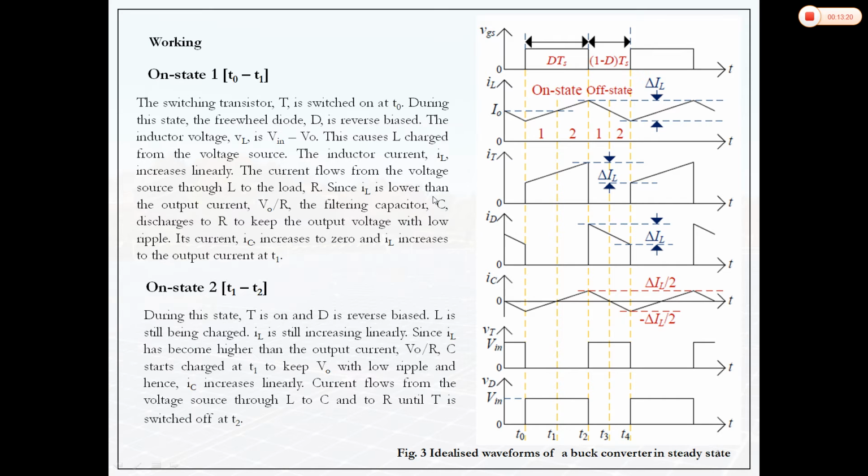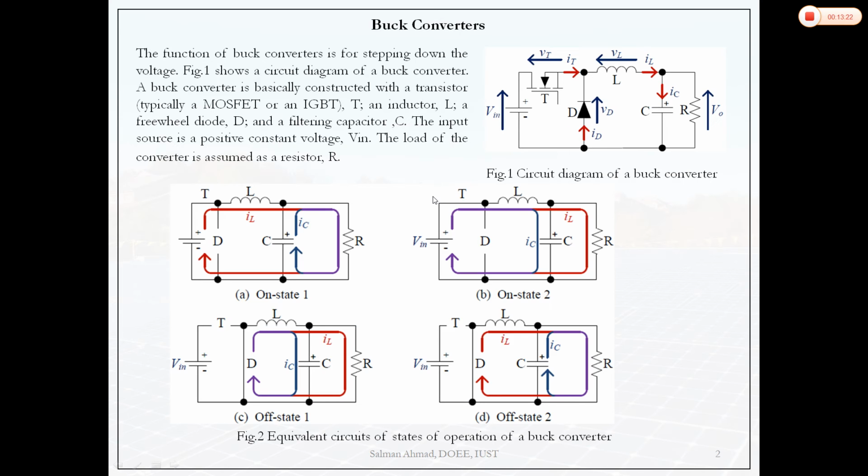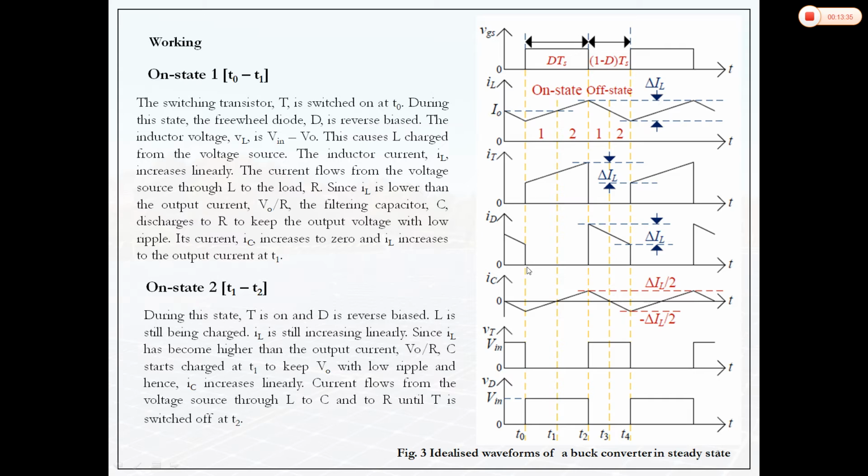Similarly for diode currents, you can see from the figure. During on time this is open circuit, so ID will be 0. During off time, ID and IL both are in series, so ID will be equal to IL. So during on time it is 0, during off time it is IL. Again from minimum value to maximum value we are having delta IL. So the ripple in the MOSFET switch will be again delta IL. Similarly the ripple through the diode will be delta IL.